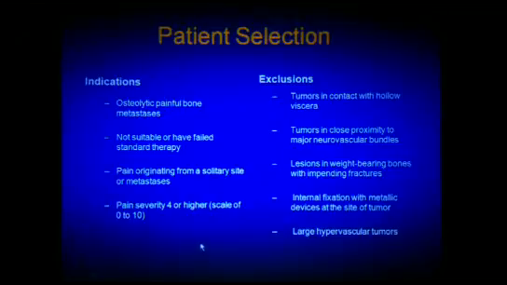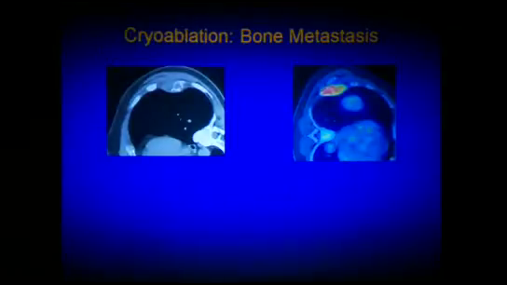Who do we choose? Basically, those with painful osteolytic bone metastasis, those who have failed standard therapy or are not suitable for standard therapy, and those that have pain originating from a single solitary metastasis. Usually those patients who have pain that are near hollow organs or close to neurovascular bundles or weight-bearing bones are usually not selected.